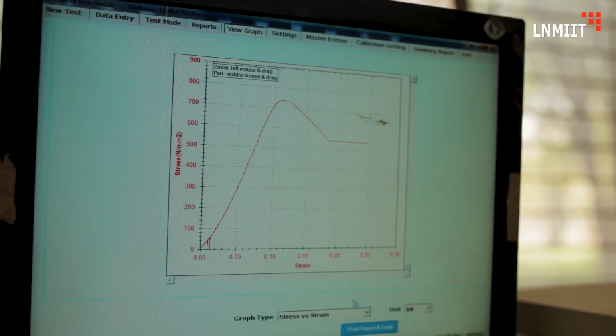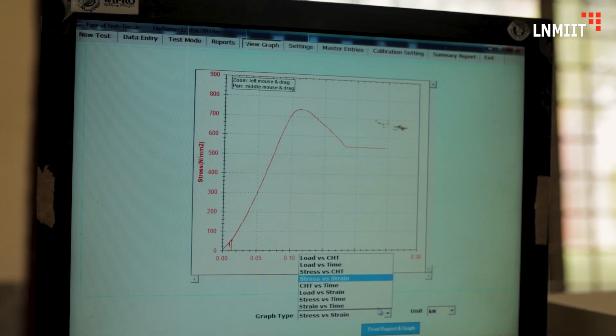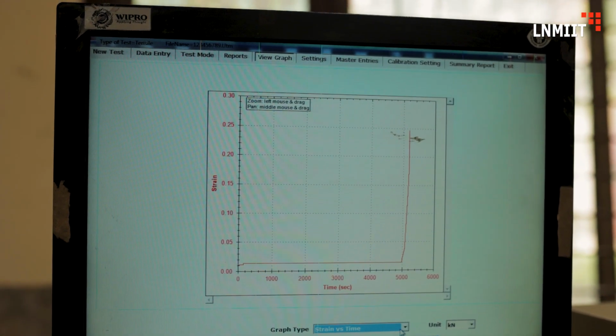As you see, a calculation is going on at the back end, and directly you are getting the stress versus strain curve.